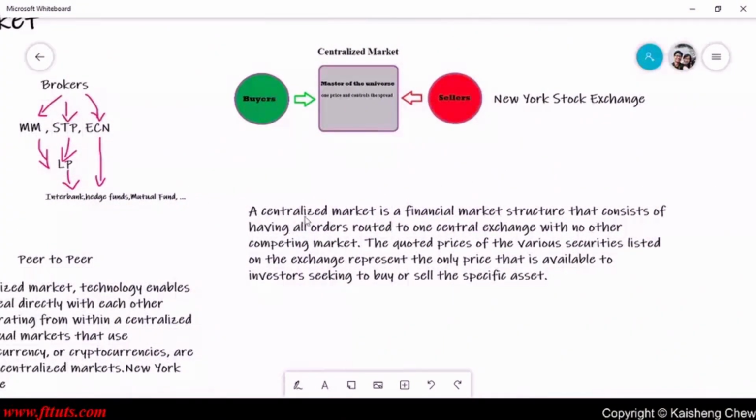Alright, so a centralized market is a financial market structure that consists of having all orders routed to one central exchange with no other competing market. The quoted prices of various securities listed on the exchange represent the only price available to investors seeking to buy or sell the specific asset.